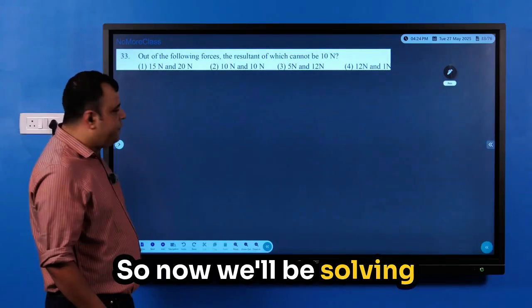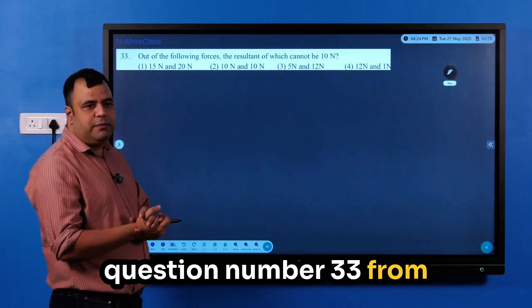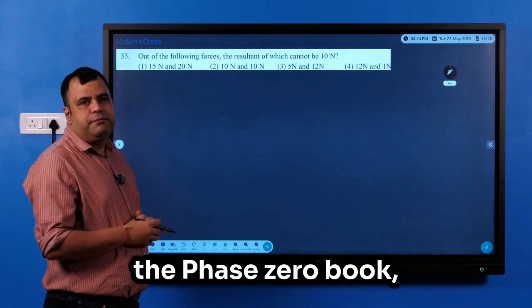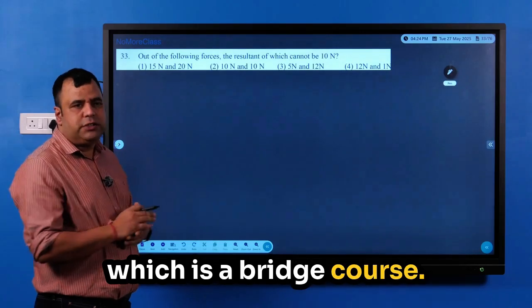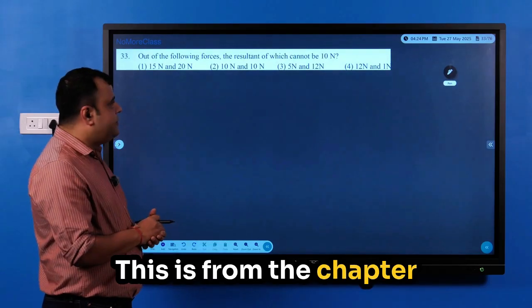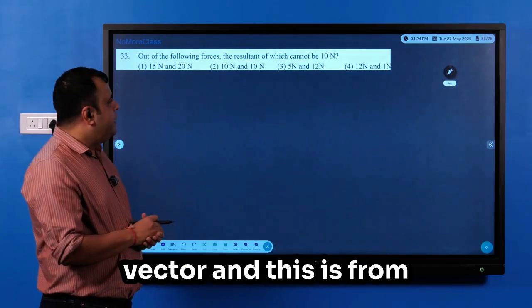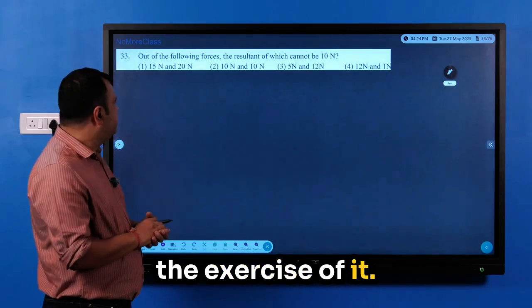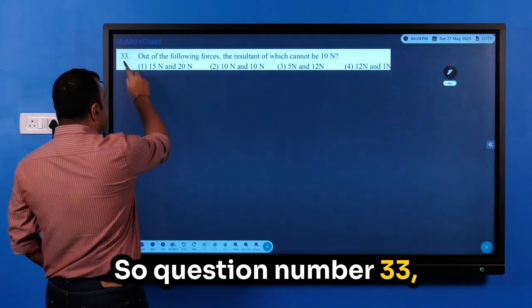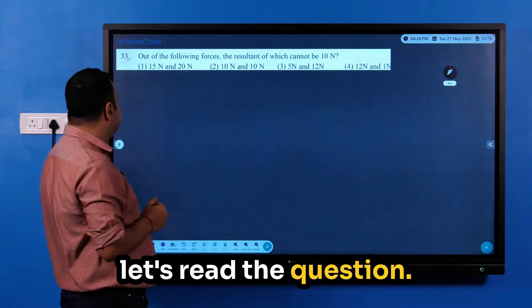So now we will be solving question number 33 from the phase 0 book, which is a bridge course. This is from the chapter vector, and this is from the exercise of it. So question number 33. Let's read the question.